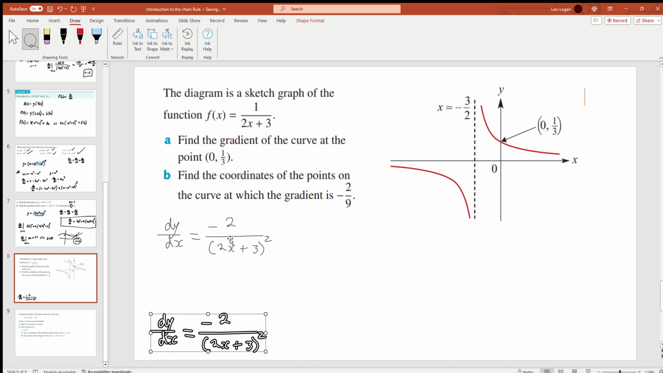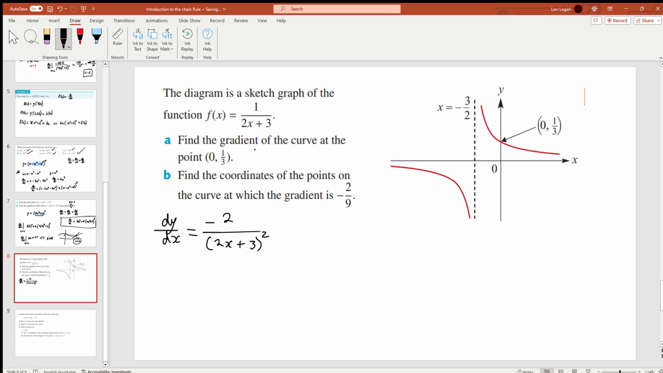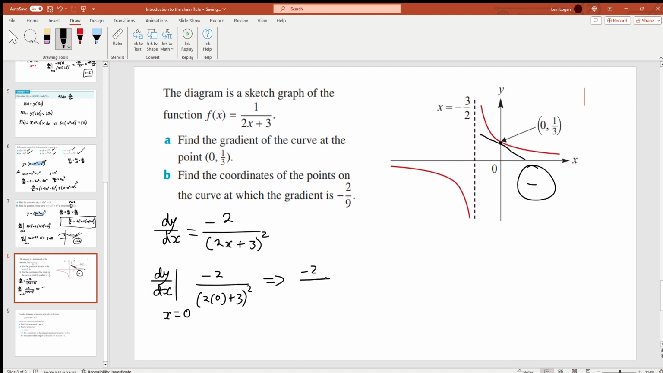So we'll move that up there, and we'll get rid of this altogether because we don't need that anymore. So this is what we've got for our differential, and now it asks find the gradient of the curve at 0, 1 third. If we're looking at it here, we can see the gradient is going this way, so we're expecting a negative number for our gradient. So what we've got to do is go dy/dx at x equals 0. We're going to have negative 2 on 2 times 0 plus 3 all squared. So we're going to get negative 2 on 3 squared, so negative 2 on 9 is our gradient.